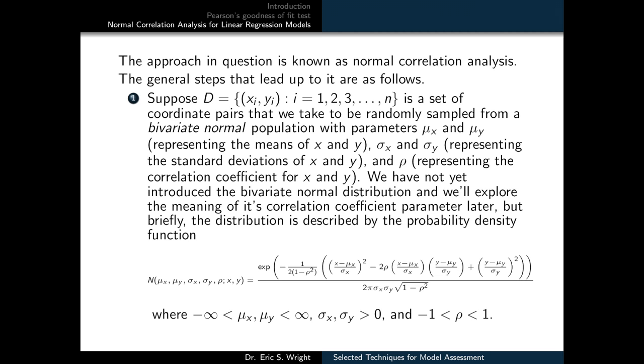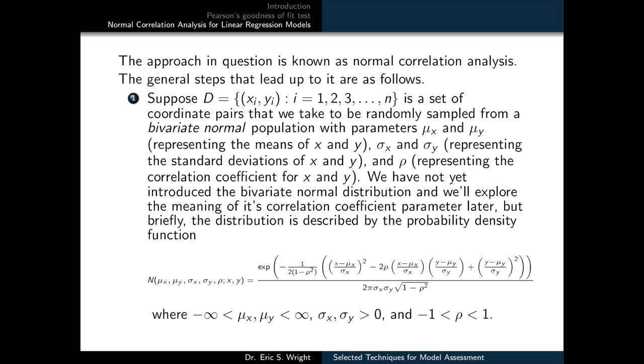Suppose D equals (xi, yi), with i ranging from 1, 2, 3 on up through n, is a set of coordinate pairs that we take to be randomly sampled from a bivariate normal population, with parameters mu of x and mu of y representing the means of x and y, sigma x and sigma y representing the standard deviations of x and y, and rho representing the correlation coefficient for x and y. We have not yet introduced a bivariate normal distribution and will explore the meaning of its correlation coefficient parameter later.